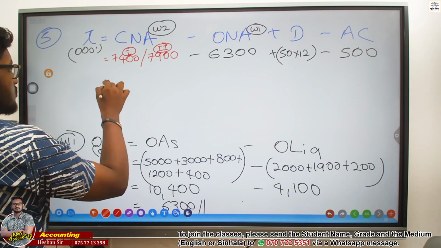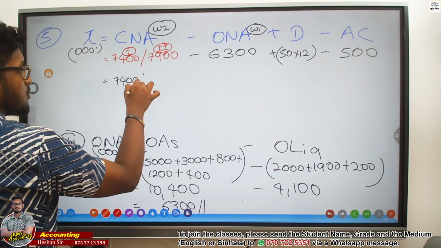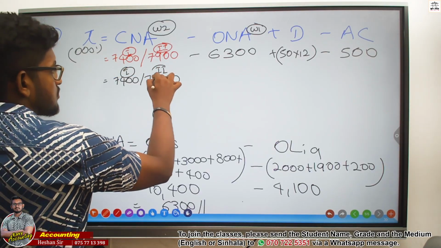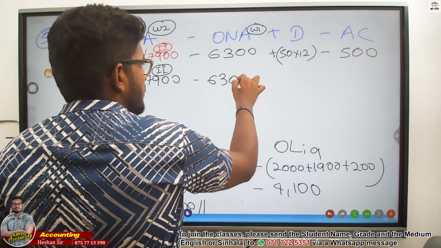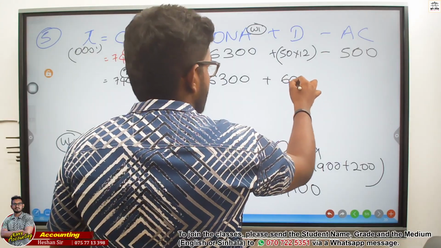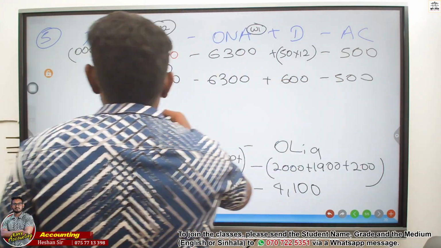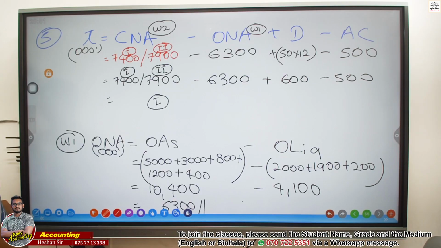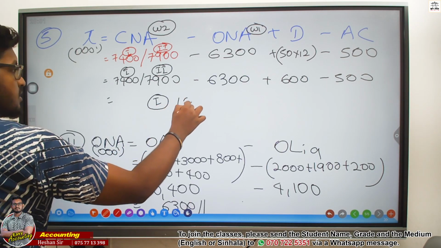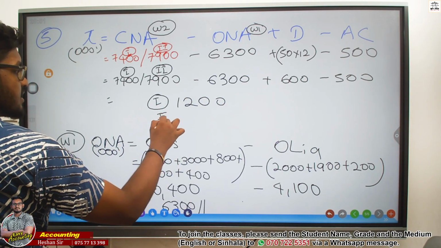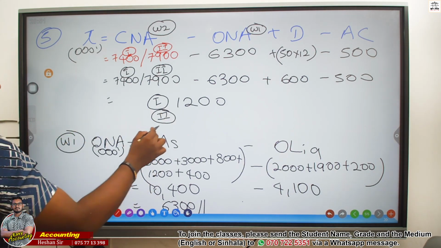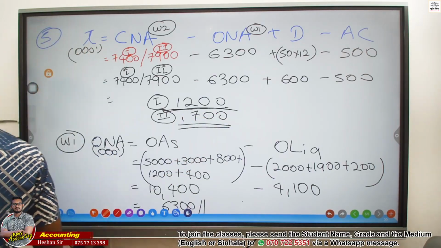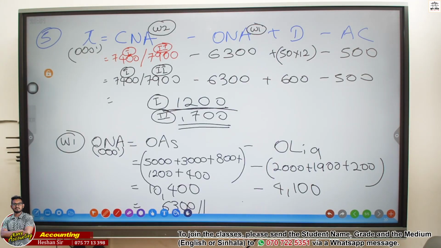So you know, 7,400 or 7,900 minus 6,300 plus 600 minus 500. So if you get the first way, you get the answer 1,200. If you get the second way, you get the answer 1,700. I gave the correct marks for both answers. Send me a thumbs up, guys. Hope it's clear.